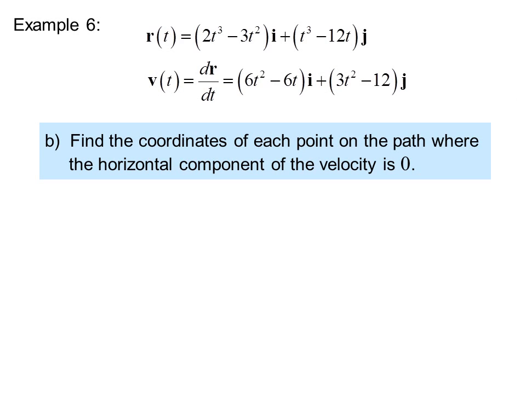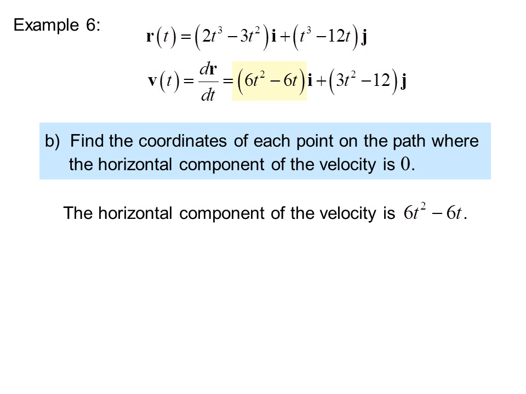Part B, find the coordinates of each point on the path where the horizontal component of the velocity is 0. The horizontal component of the velocity is 6t squared minus 6t. That would be the x component. So we set that equal to 0. Divide out a 6. We get t squared minus t equals 0. We factor and find t equals 0 and 1.